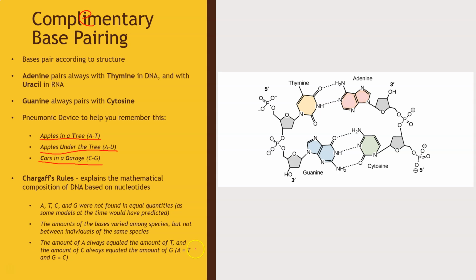Okay, so the amount of A equals the amount of T, and the amount of G equals the amount of C. So anytime you come across a problem asking, if you've got 20% adenine and 30% guanine, then what are your totals going to be of cytosine and thymine? Then it would be 30 and 20% respectively. Okay. That pretty much covers DNA and RNA structure.